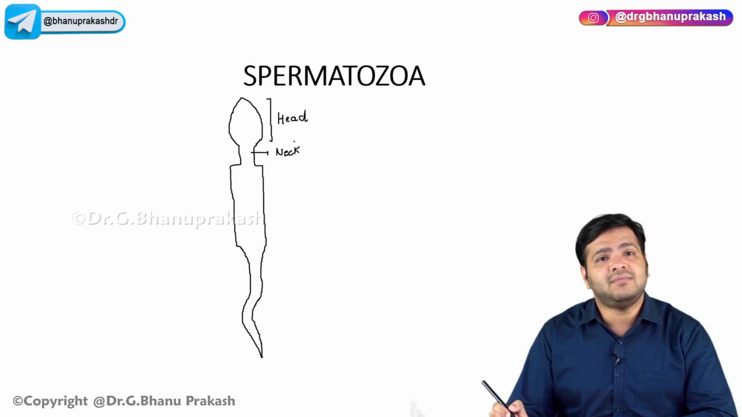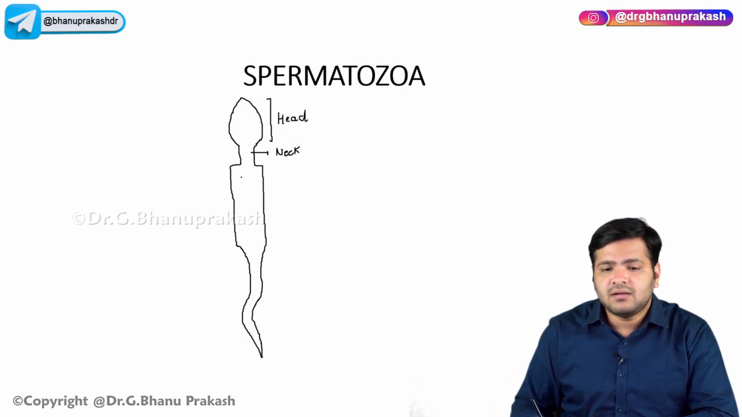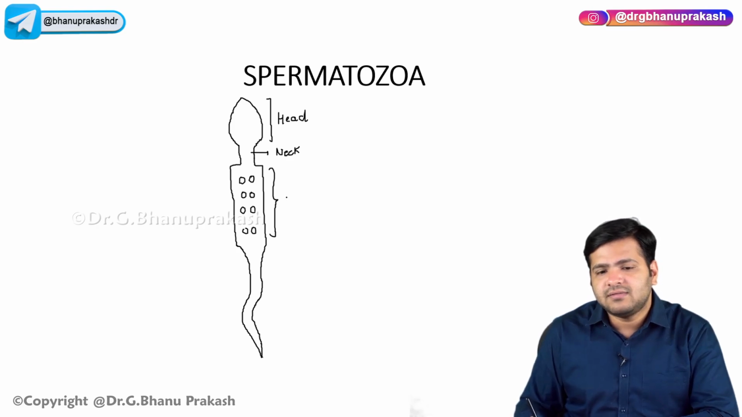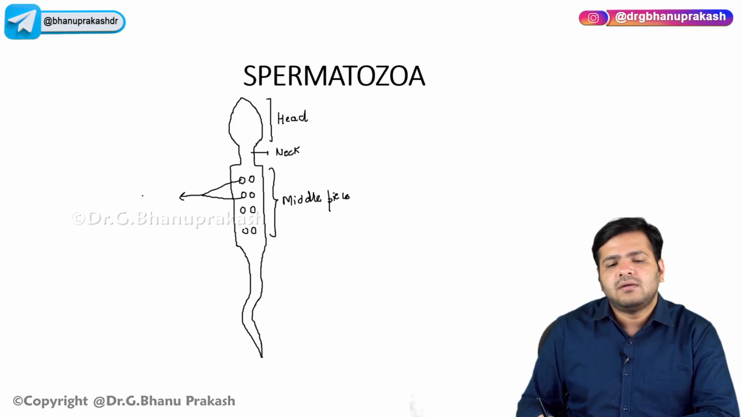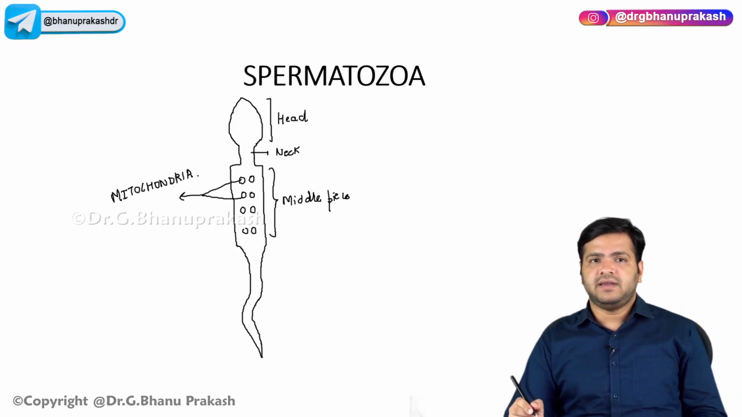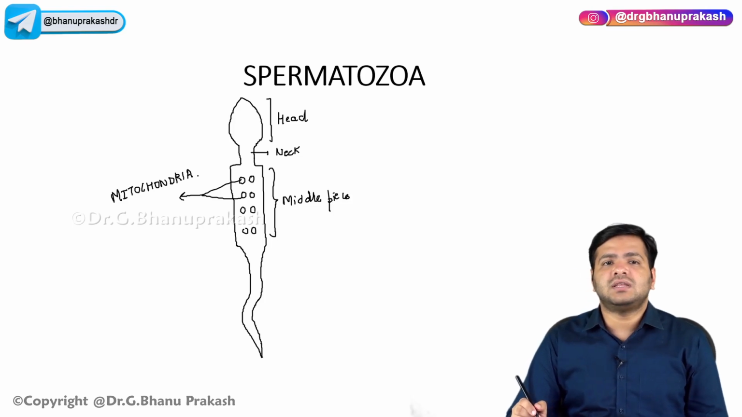The acrosomal enzymes. Now, in the body of the sperm, we have these mitochondria, right? So this is the middle piece of the sperm, and this middle piece contains these mitochondria, which provide energy for the motility.